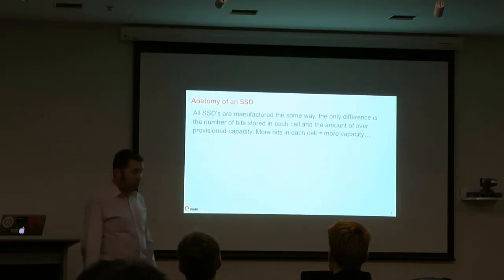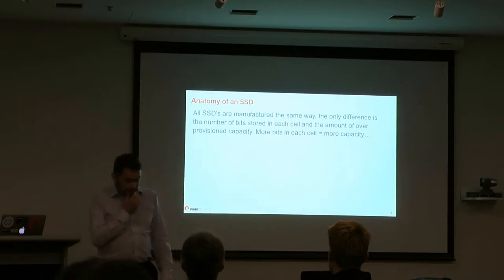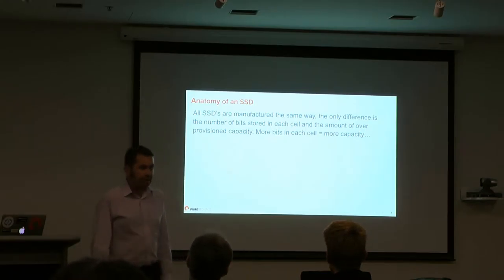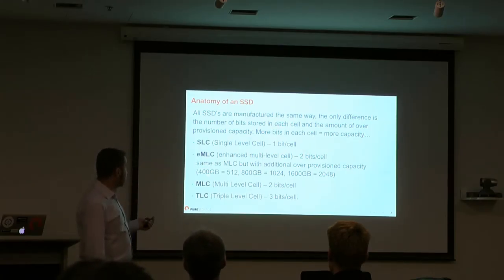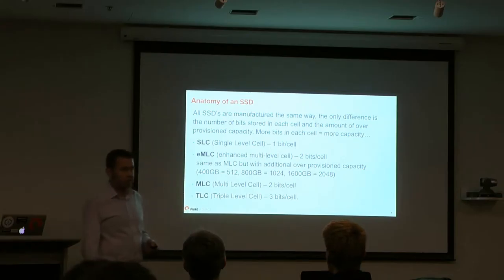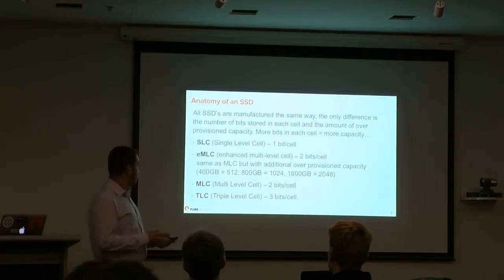Okay, so the NAND may be an SSD. How NAND flash is fabricated is exactly the same regardless of the different types. You've probably heard these terms already: single-level cell, enterprise multi-level cell, multi-level cell, and triple-level cell. And I heard they were talking about quadruple-level cell the other day as well, so that's going to be pretty interesting. But really what this means is the number of bits that we put into each of the cells that make up the SSD, and I'll drill into that a bit further.